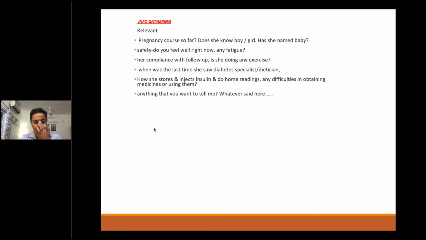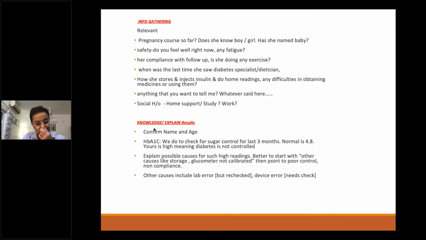And then there are some routine details which you did ask, but I'm sure because it's a follow-up, she's a booked follow-up visit, there are some things which are already established and must be there in her notes. Okay, social support you did ask.